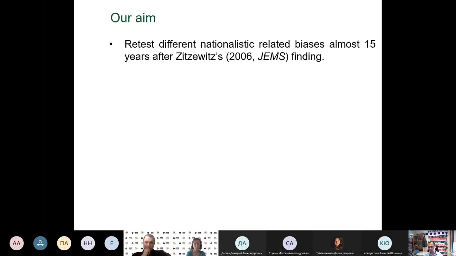So what are we doing? First of all, we want to retest different nationalistic related biases almost 15 years after the initial study of Zitzewitz.